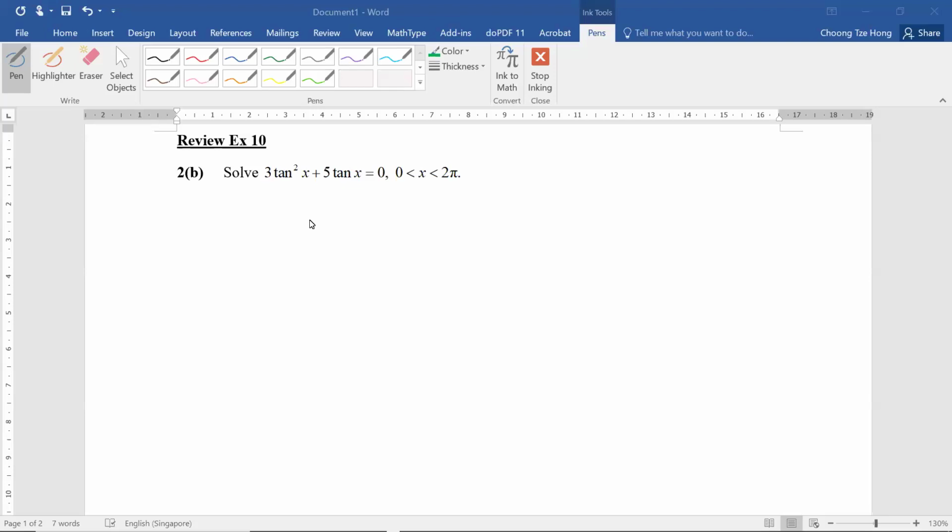So we are asked to solve the equation 3 tangent squared x plus 5 tangent x equals 0, where x is an angle that is between 0 and 2 pi. So let's write out the equation first. 3 tangent squared x plus 5 tangent x equals 0.